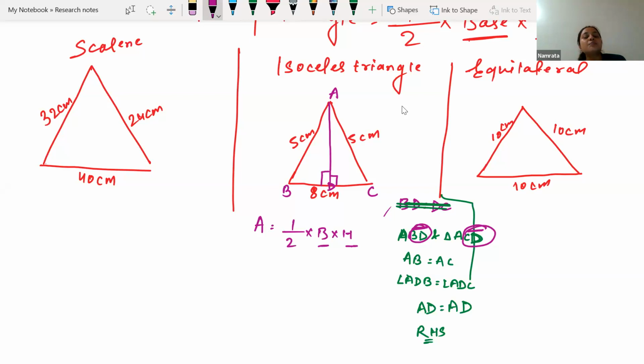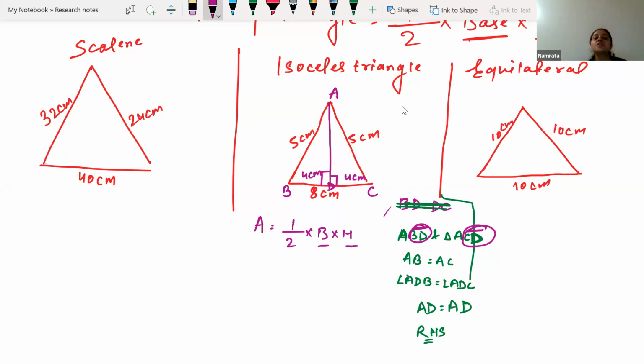And that concept only I am telling you in a theorem, that whenever you drop a perpendicular, that perpendicular will cut the other side into two equal parts. So here BD will be equal to CD. So if the total is 8 centimeter, this will be 4 centimeter, this will be 4 centimeter.